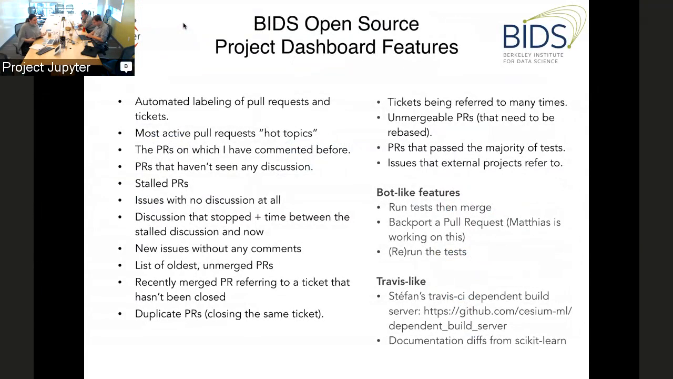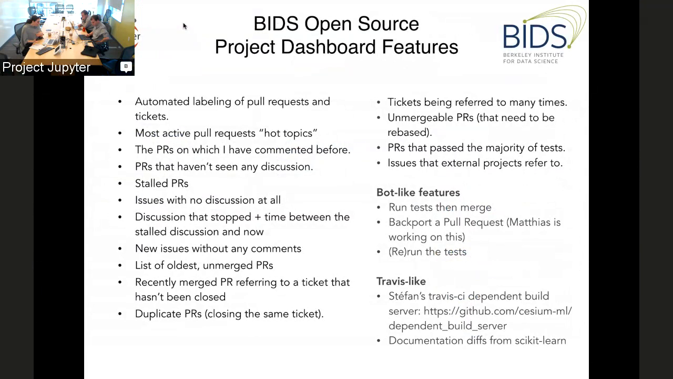So these are the questions that they're trying to answer with these dashboard widgets. The most active pull requests or hot topics, the PRs on which I've commented before, PRs that haven't seen any discussion, stalled PRs, issues with no discussion at all, discussion that stopped, and the time between the stalled discussion and now.